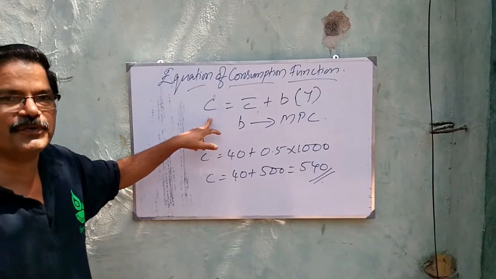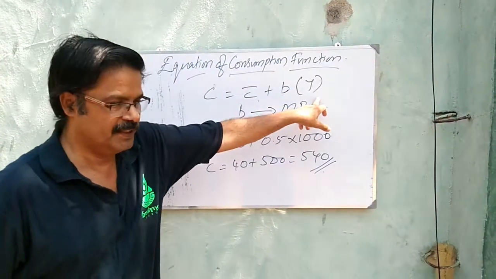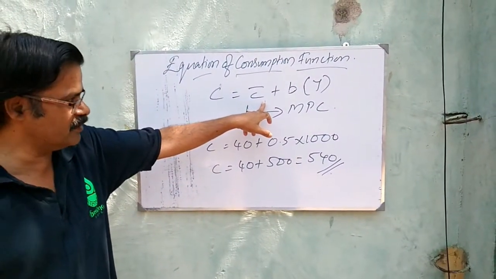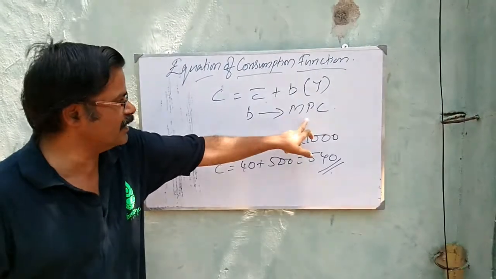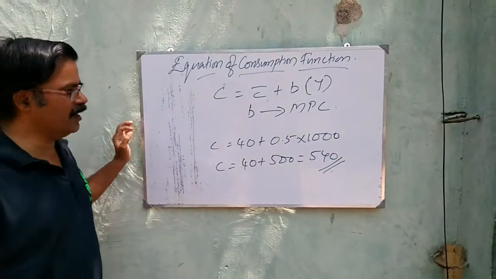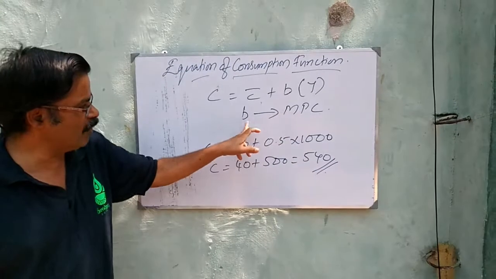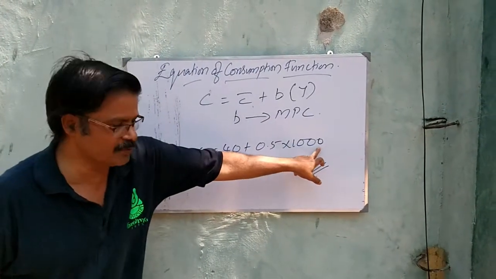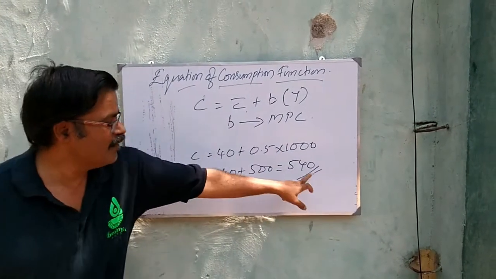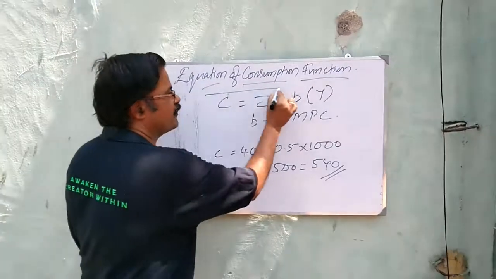See, equation of consumption function can be written as C is equal to C bar plus BY. Here C stands for consumption and C bar, as you already know, is autonomous consumption, and B, remember B is nothing but MPC into Y. Y is income. Let us take an example to make it clear. Suppose C bar is 40 and MPC or B is 0.5 and income is 1000. 40 plus 0.5 into 1000 you get 40 plus 500, 540 will be consumption expenditure. So this is the equation of consumption function.